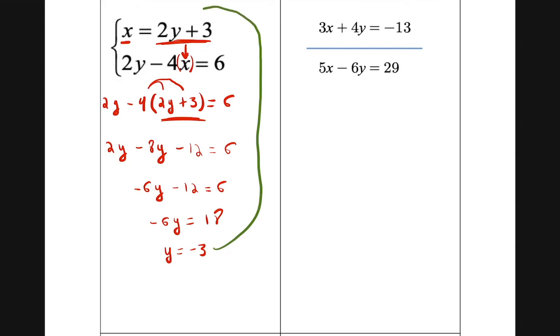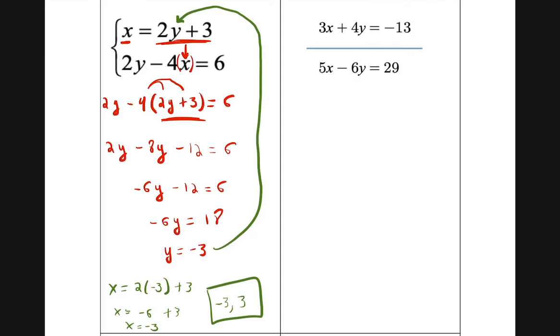You can plug it into either equation. It's going to be easier to plug it in to that first equation. And so we'll have x is equal to 2 times negative 3 plus 3. Oh, look at that. X equals -6 plus 3. X is also equal to -3. So your final solution here that you would box up is -3 comma 3.